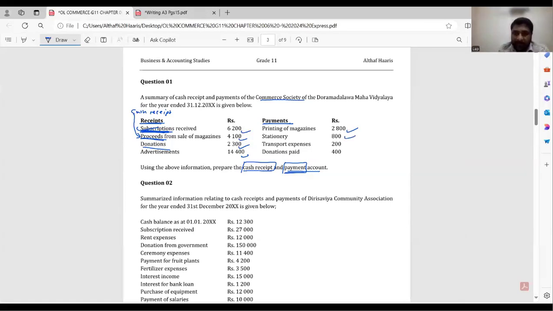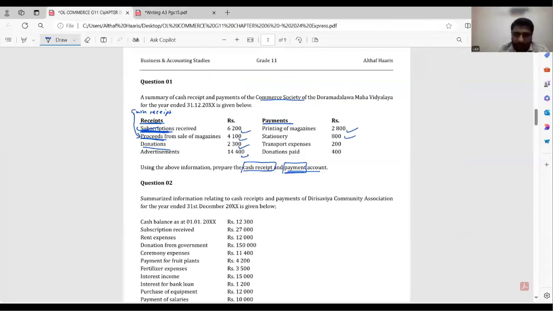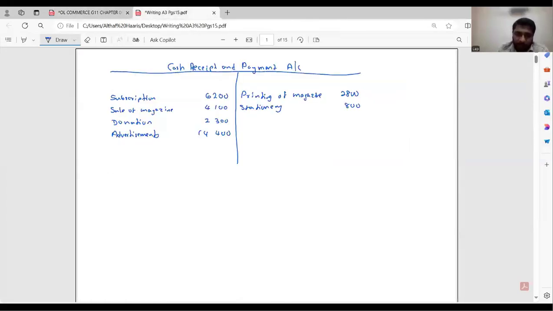Stationery, 800. Transport expenses, 200.